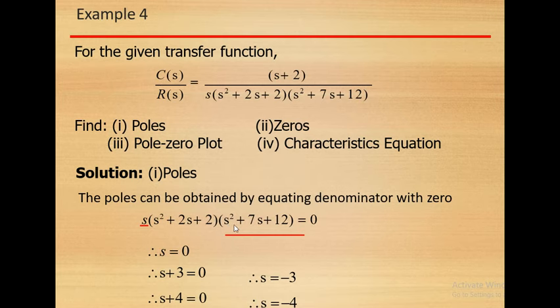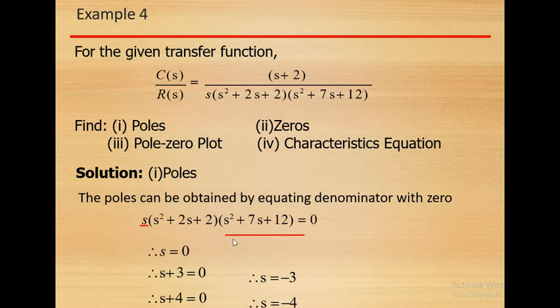The factors will be what? Our separation will become s plus 3 as the first bracket, and the second will be s plus 4, right? Just like we have seen in the previous example. So here also we get s plus 3 equal to 0, so s is equal to minus 3. Similarly, I can put s plus 4 equal to 0, so that I get the value of s is equal to minus 4.